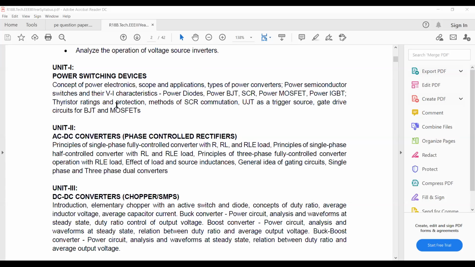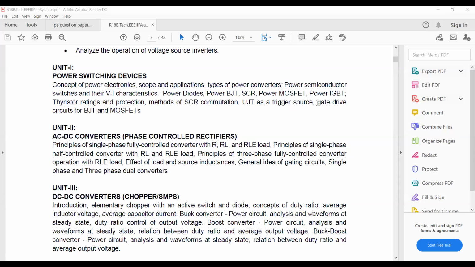So now let us come to the first unit, the concept of power electronics. As I mentioned, power electronics is a branch of science dealing with the control and conversion of electric power to the desired form with the help of power semiconductor switching devices. So applications, all the first classes we have taken. So power diode, right? Concentrate on the SCR, power MOSFET, and then power IGBT. UJT we have taken, commutation, class A, class B, class C, we have taken the circuits.